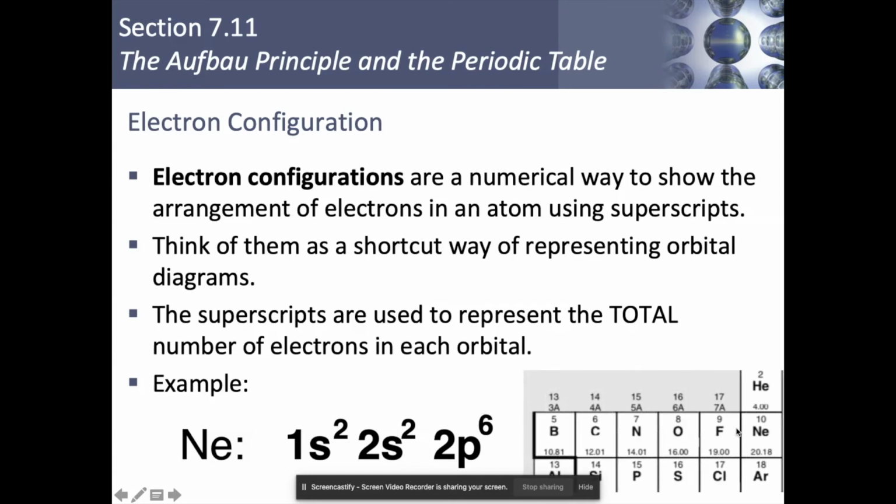Again, notice neon is number 10 on the periodic table here, and if we add up the superscripts, 2 plus 2 plus 6 is 10. If I were to draw the orbital diagram for this, I would have a box with 2 arrows, a box with 2 arrows, and then 3 boxes representing the 2p, but they would be full with 6 arrows total. So again, it's a nice shortcut way of doing that.